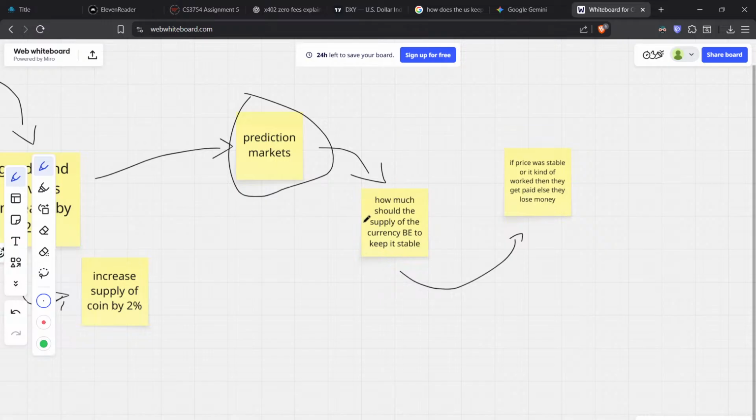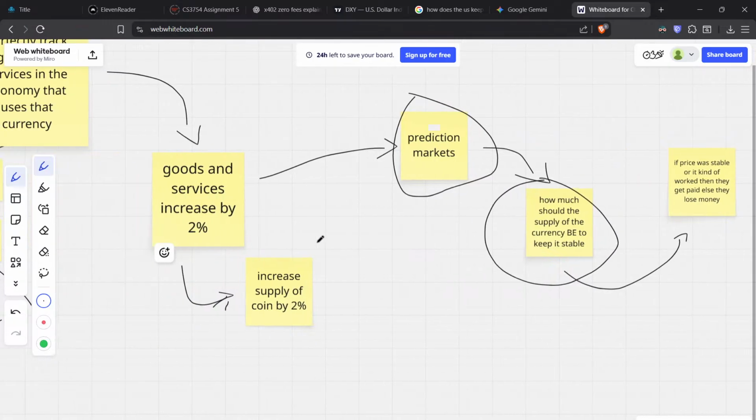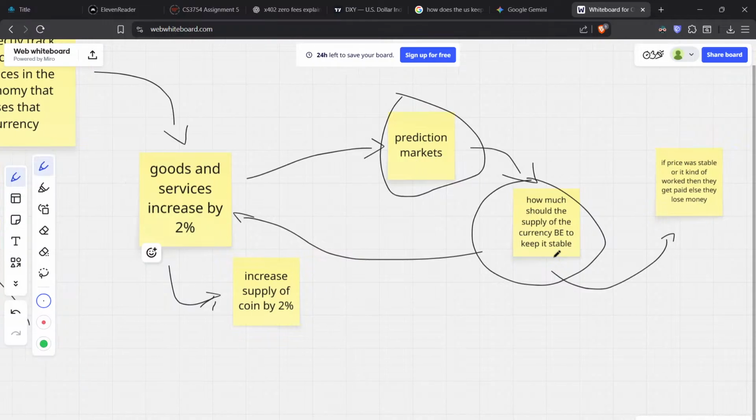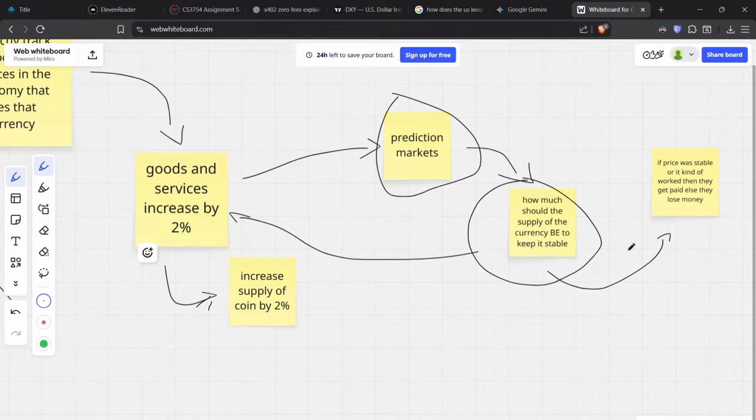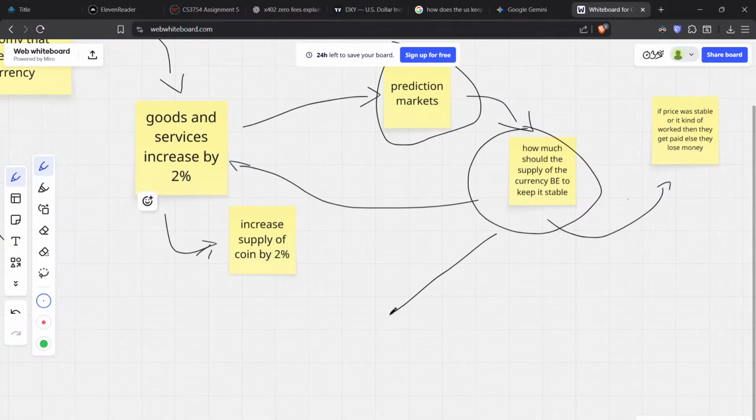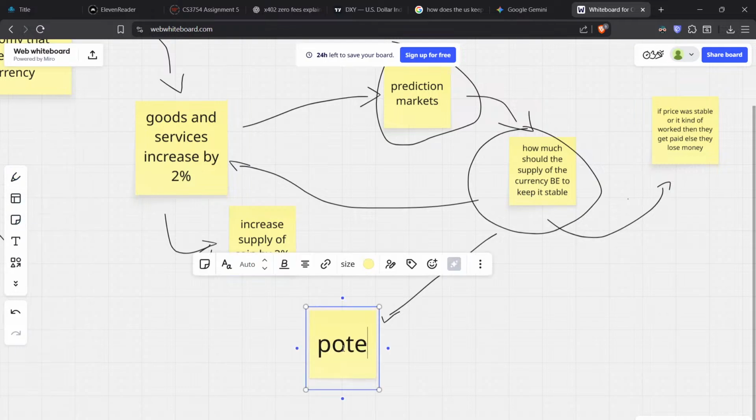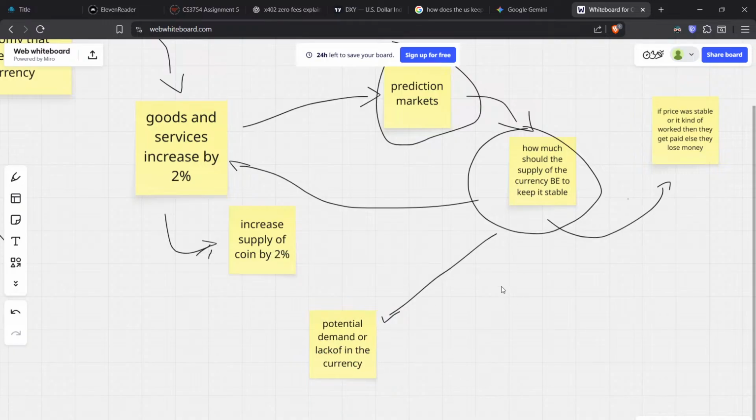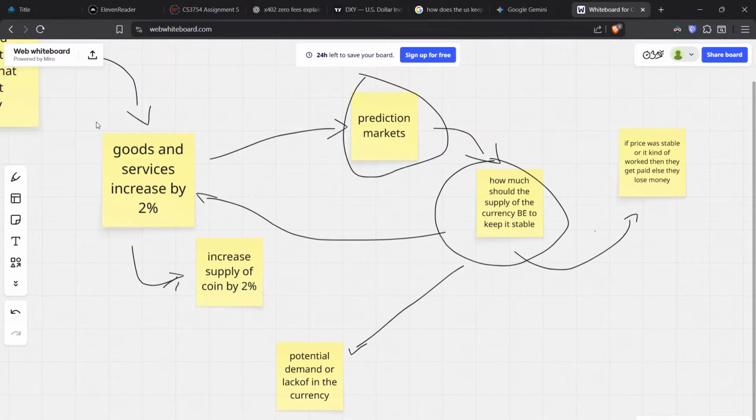Now, what do I mean by that? The prediction of how much the supply should be has to come from goods and services, because this is the only way to know if the price is going to be stable, right? It has to come from goods and services, and potential demand or lack of demand in the currency. So these are the two things that this kind of system depends on.